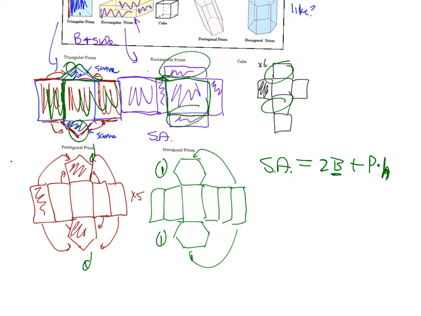Okay, so I've got to figure out the area of the base, whatever that shape is, and then double it. Then I'm going to figure out the perimeter of the base, remember, which is the distance around, times the height. Cubes are a little different, and with cubes, I can just figure out the area of one square and multiply it by 6. That gets me my answer.